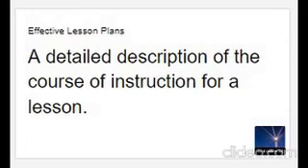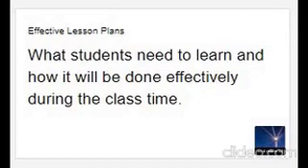It's lesson plan time. Wikipedia says, a lesson plan is a teacher's detailed description of the course of instruction for a lesson. A daily lesson plan is developed to guide class learning. Details will vary depending on the preference of the teacher, subject being covered, and the needs of the students. A lesson plan is the instructor's road map of what students need to learn and how it will be done effectively during the class time. Then, you can design appropriate learning activities and develop strategies to obtain feedback on student learning.